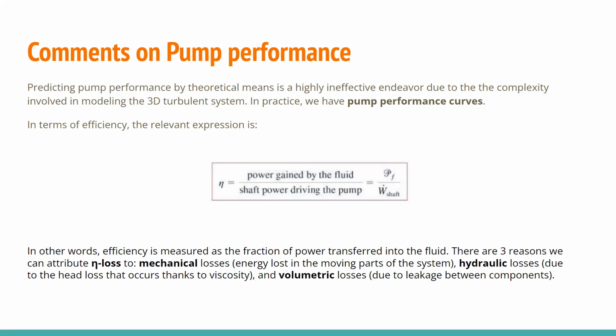In terms of efficiency, we have this expression right here, which is basically saying that efficiency is measured as a fraction of power that's actually transferred into the fluid from the rotors. And there are sometimes 3 reasons that we can have efficiency loss. There are mechanical losses, hydraulic losses, and volumetric losses.